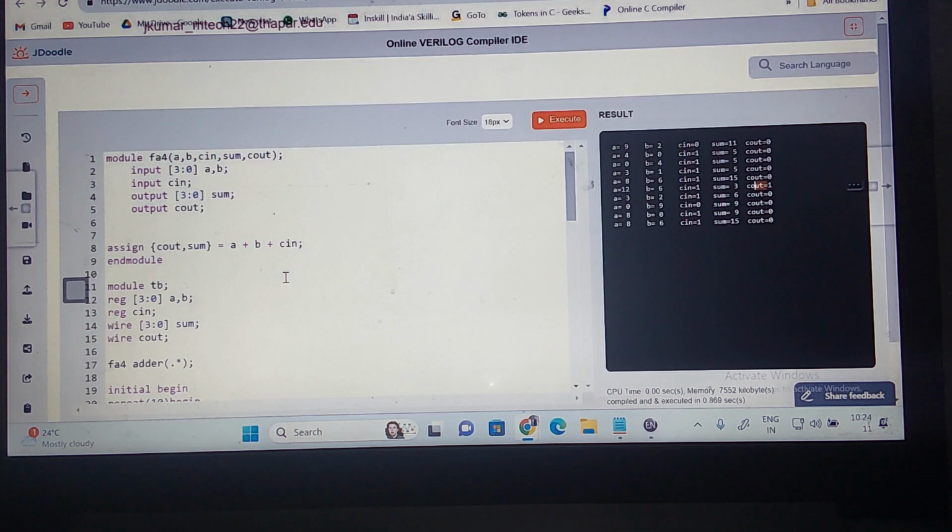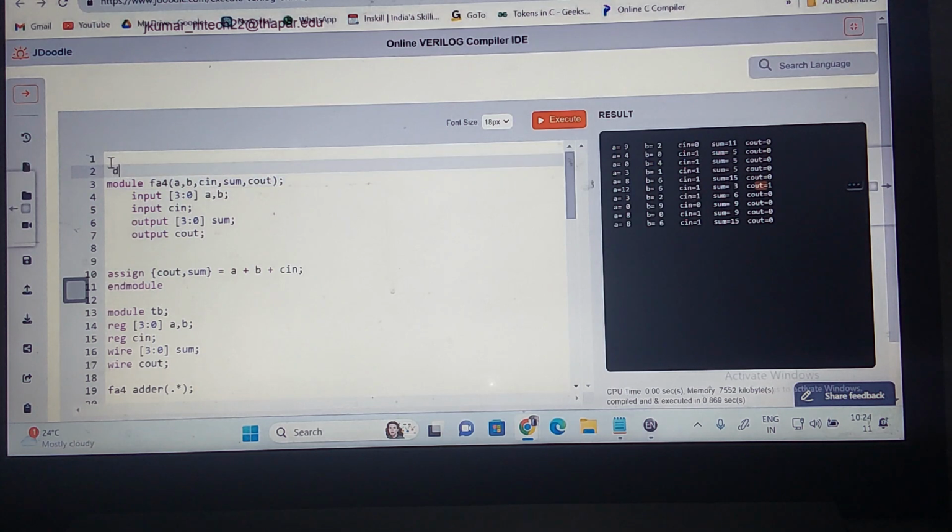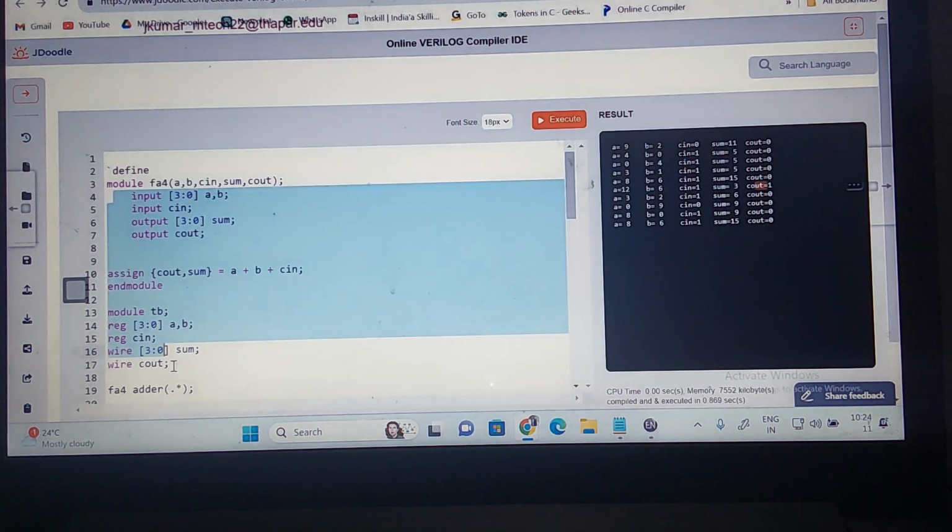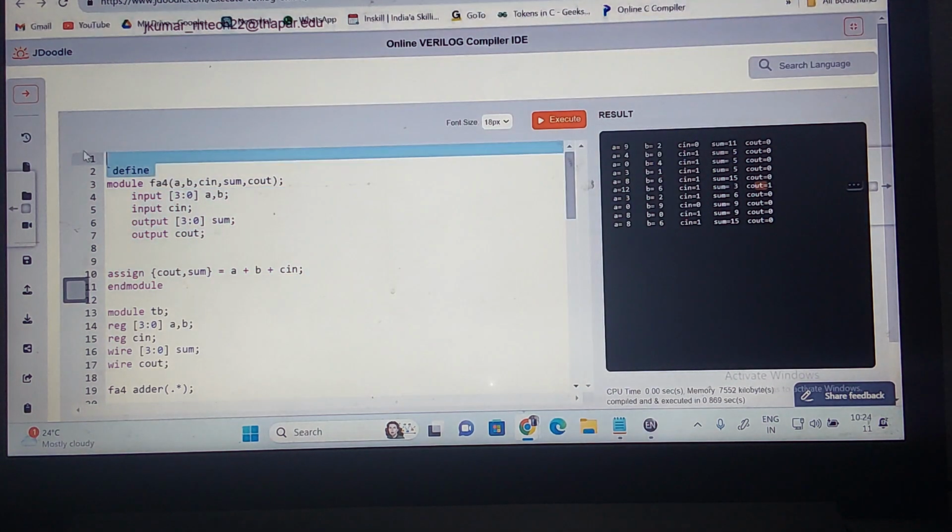Or you can use the tick define compiler directives. Create a macro. So let us create a macro here. How to create the macro? Tick define. This should come outside of your module scope. All the compiler directives should come out of the module scope.